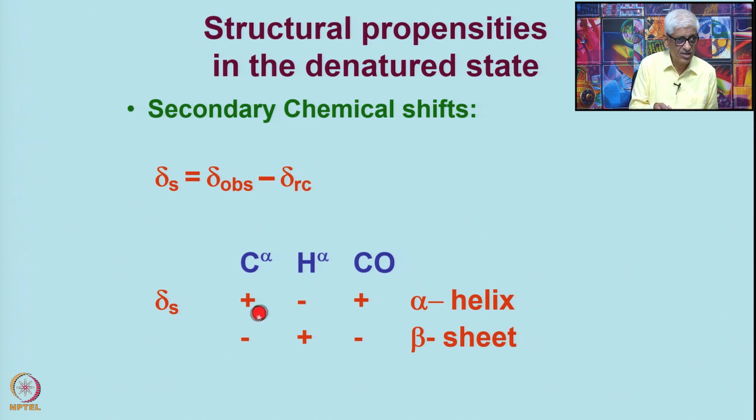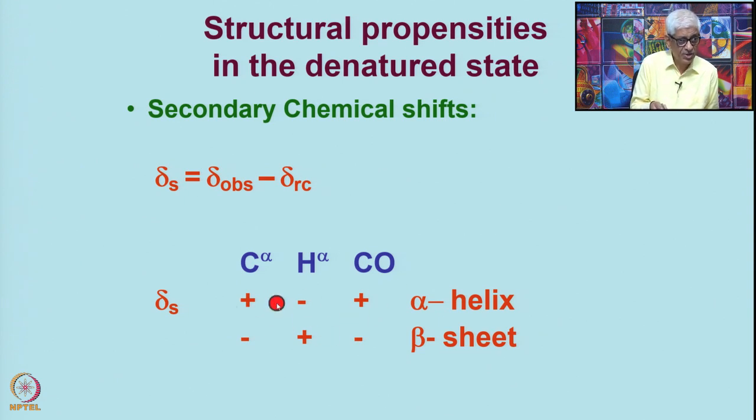For the C alpha, this secondary shift will be positive. The carbonyl also will be positive, but the H alpha will be negative. So, if a particular amino acid residue has a propensity to be in an alpha helical conformation, then you have this combination of secondary shifts.